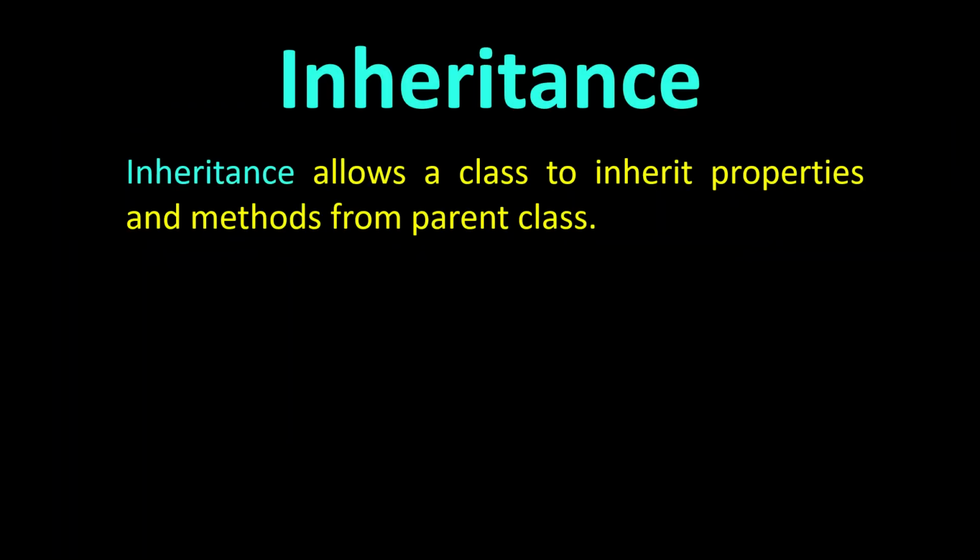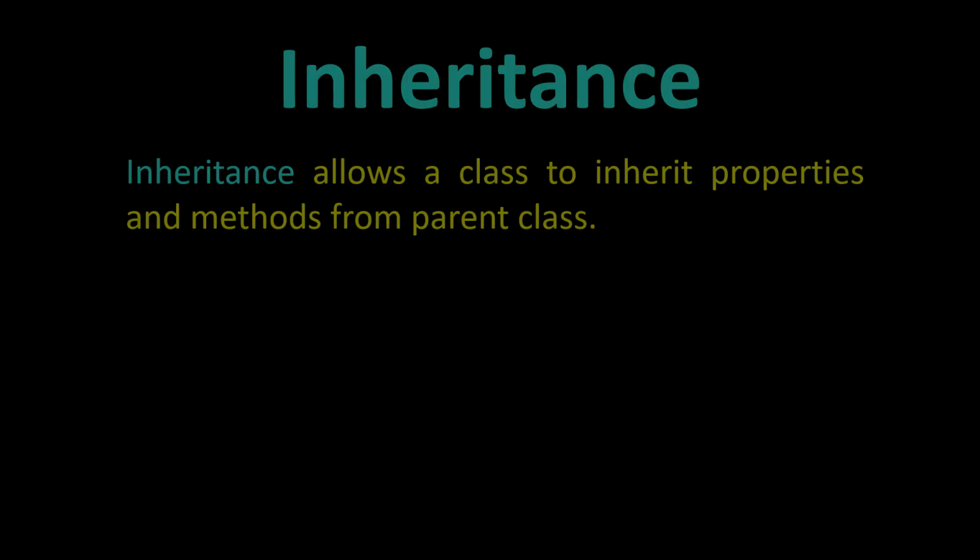Inheritance allows a class to inherit properties and methods from a parent class. We implement inheritance using the extends keyword. Just now we have seen its demonstration in the previous abstract class example. Let's create one more subclass, Cat, for the parent class Animal.